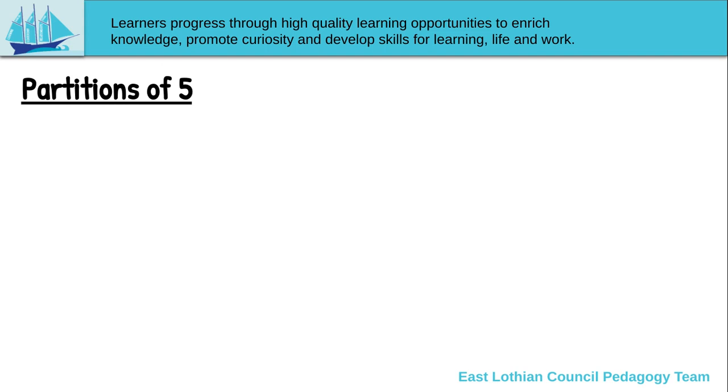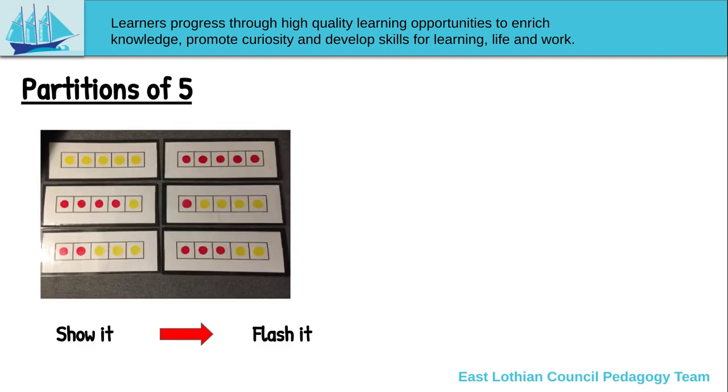Moving on to partitions of 5, here are the 5 frames that show the 6 different partitions. You can see that these versions have both red and yellow dots to show the different ways to make 5. So just as before, these can be shown first in order and then flashed, micro-adjusting the speed of the flash depending on the needs of the learners.